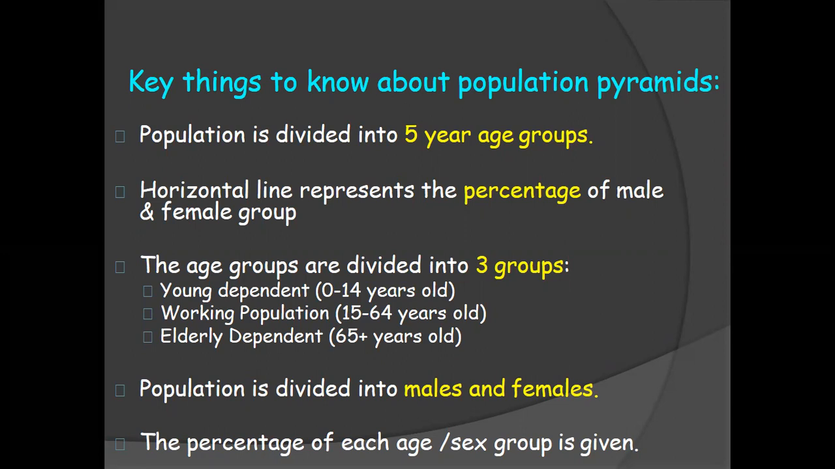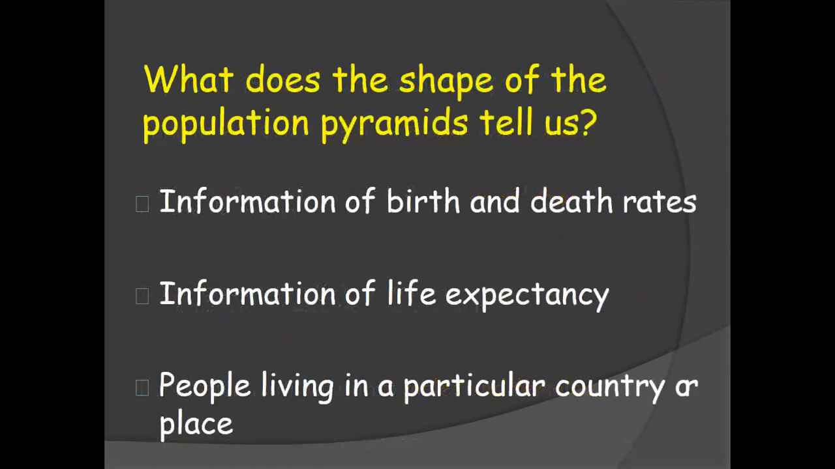So the population is divided into males and females, and the percentage of each age and sex group, male and female, is given. What does the shape of the population pyramid tell us? The shape tells us about birth and death rates, life expectancy, and the people living in a particular country or place, which reflects economic development.